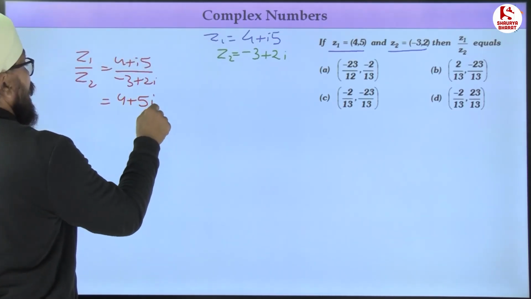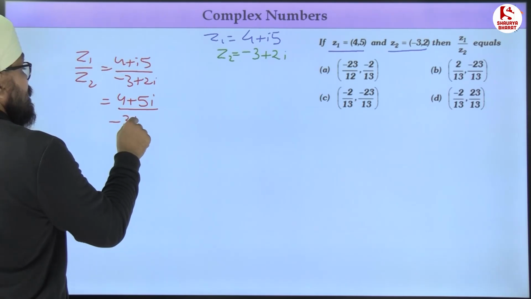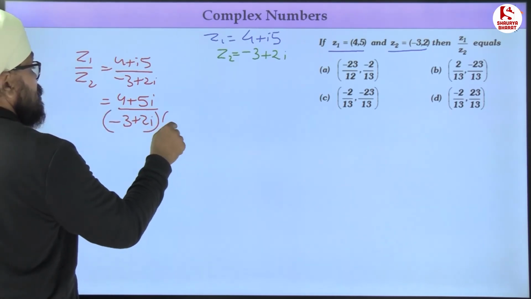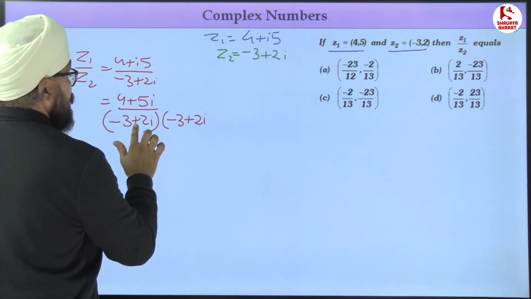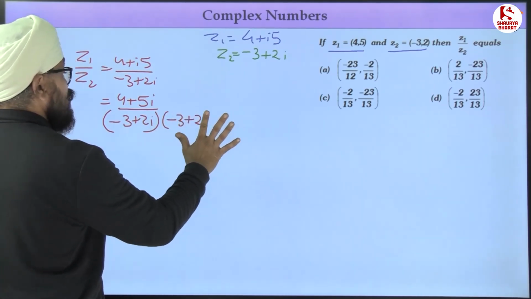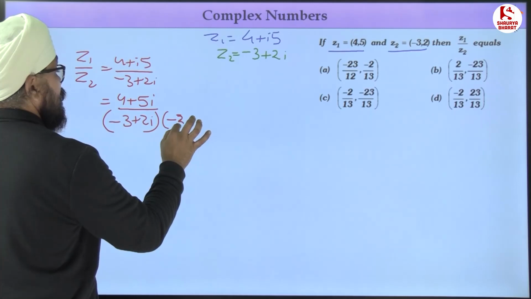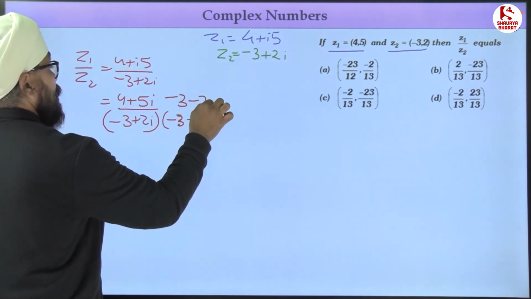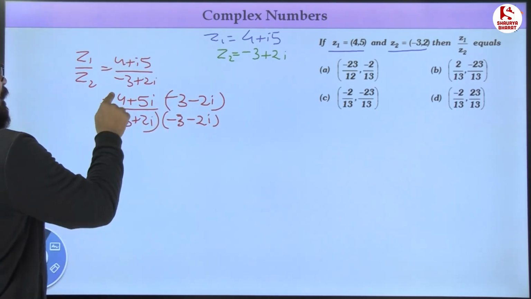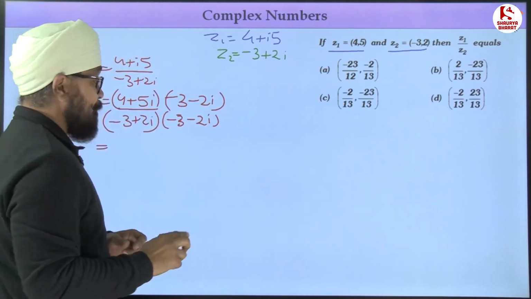So this is 4 plus 5 iota over minus 3 plus 2 iota. The same cannot be taken, we have to take the conjugate, which means the conjugate will be minus 3 minus 2 iota. So we are taking minus 3 and minus 2 iota. Let us multiply the numerator and the denominator. So what will you get?